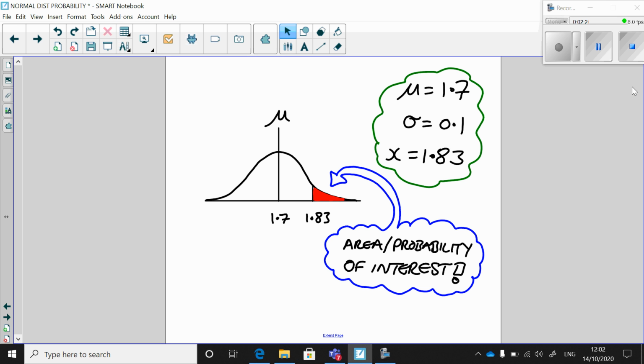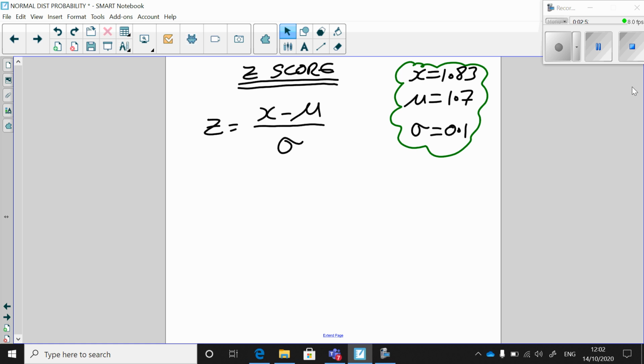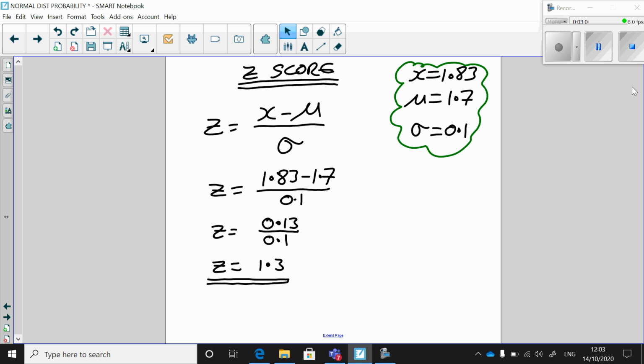So what we're going to do is normalize the curve here, and we're going to change the 1.7 in the normal process to make that mean 0. And then we'll normalize the 1.83, and that's where we get the z-score. Okay, here's the z-score. That's one little formula for the z-score, involving our three values of x, mean, and sigma. So just pop them in there, sort out the top, 0.13 divided by 0.1, and our z-score is 1.3.